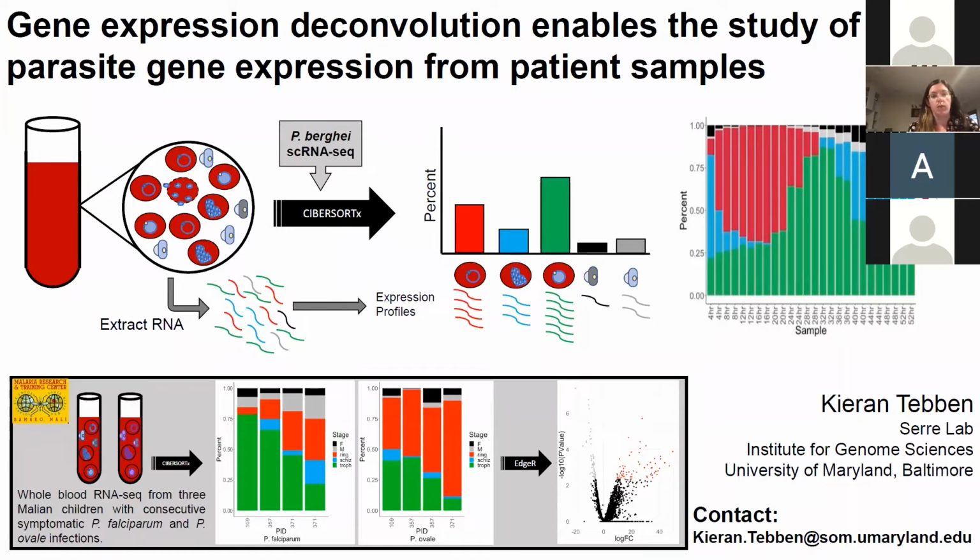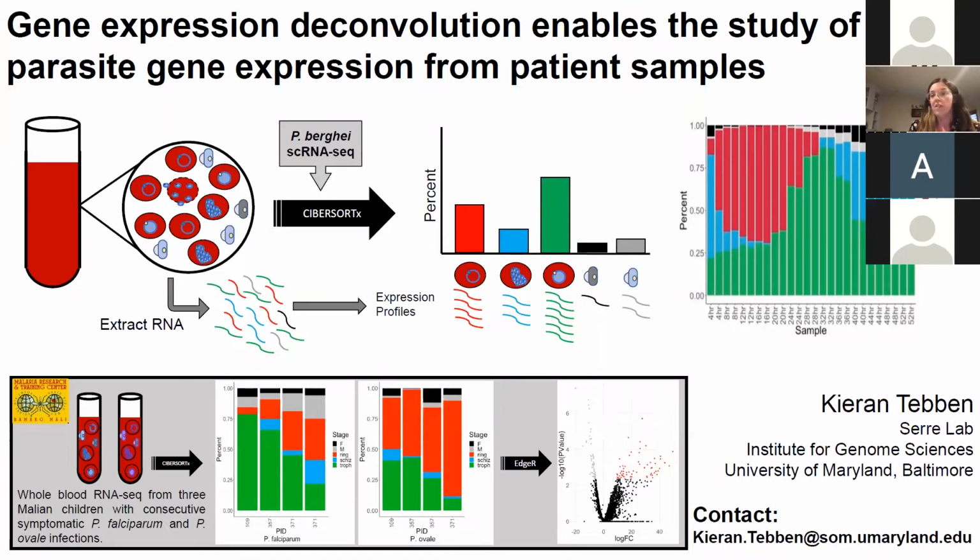So I've been using a software called CIBERSORTx, which takes this bulk mixture, which you can see on the left, and uses an algorithm called gene expression deconvolution to estimate the relative proportion of each developmental stage in each blood sample. And we can use these proportions to correct our gene expression analyses for the relative proportion of cell types in each sample.